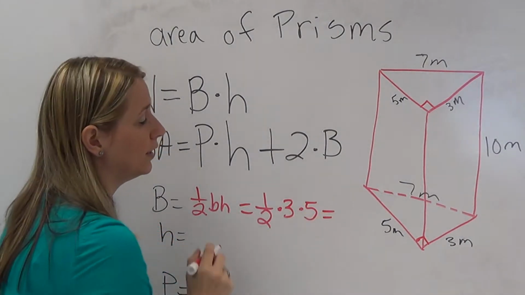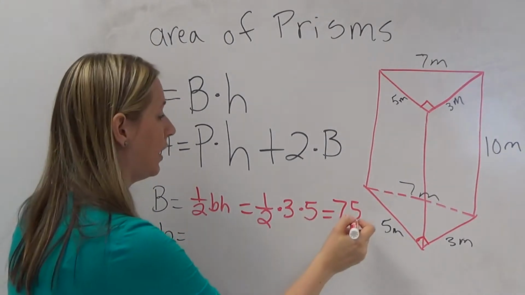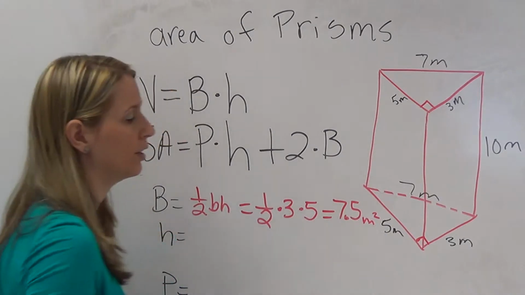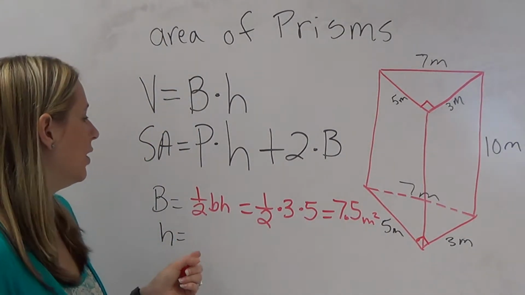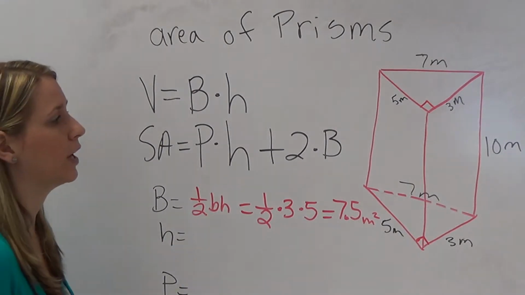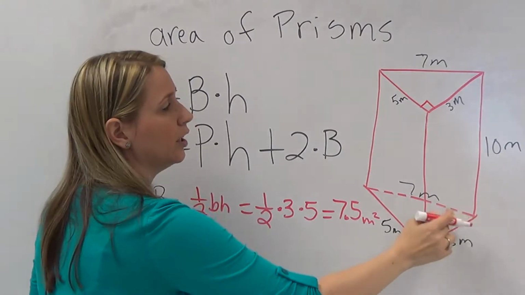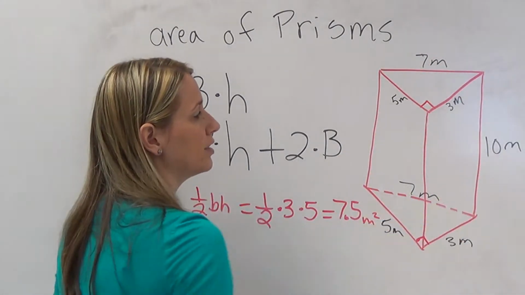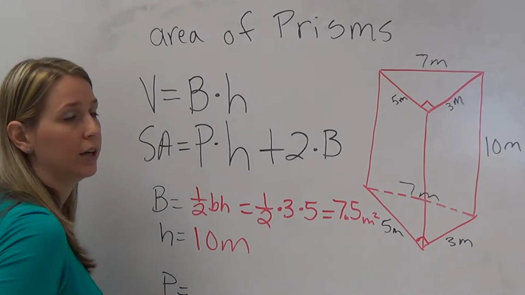3 times 5 is 15, divided by 2 is 7.5. So the area of the base is 7.5 meters squared. Remember, area is always represented by units squared. And then we want the height of the prism. The height of the prism is usually real easy to find. It's just the distance from here to here, from one base to the other, and that is easily 10 meters. So my height of the prism is 10 meters.